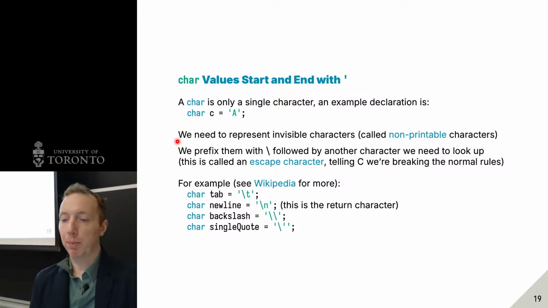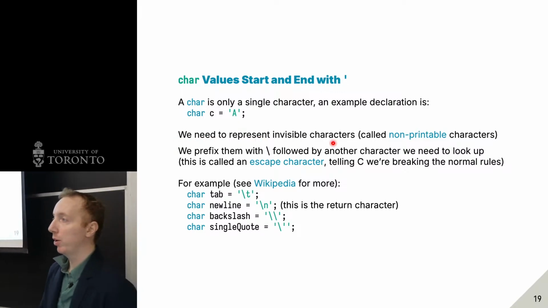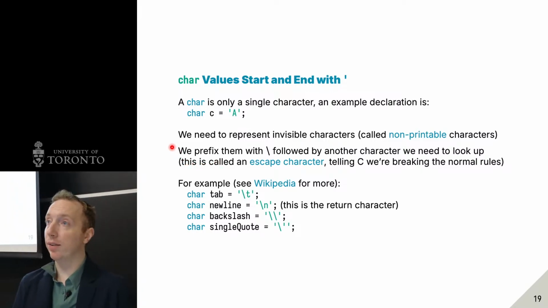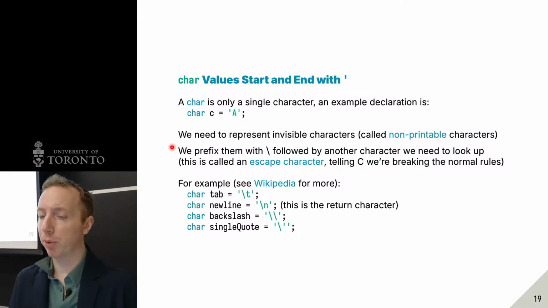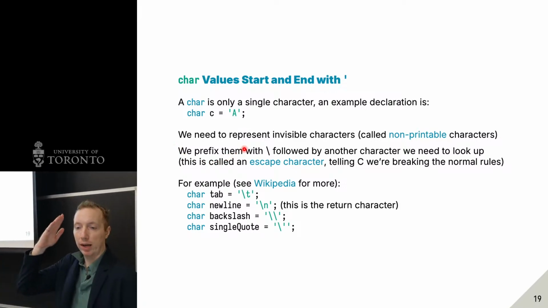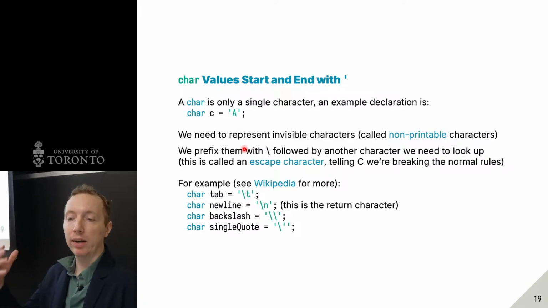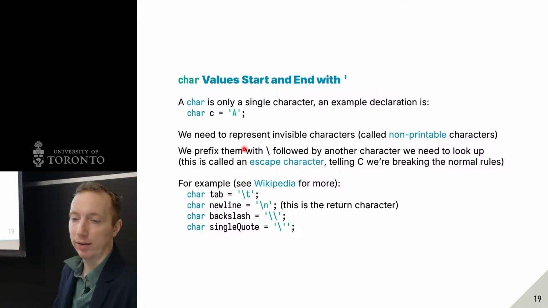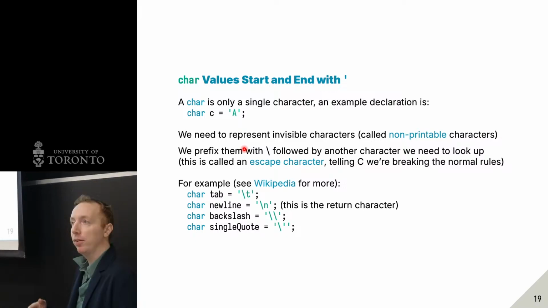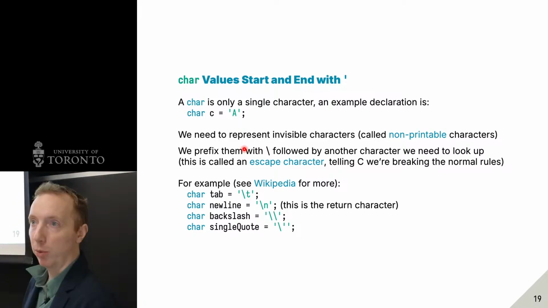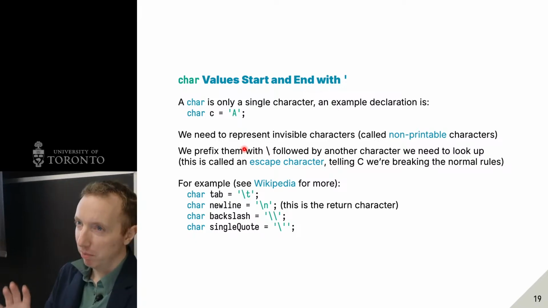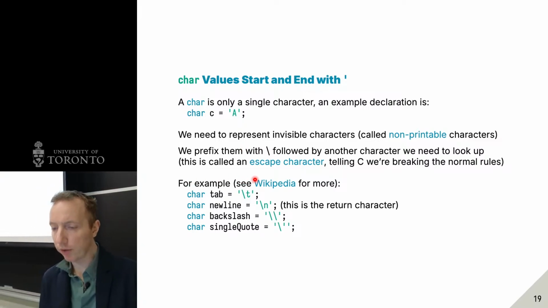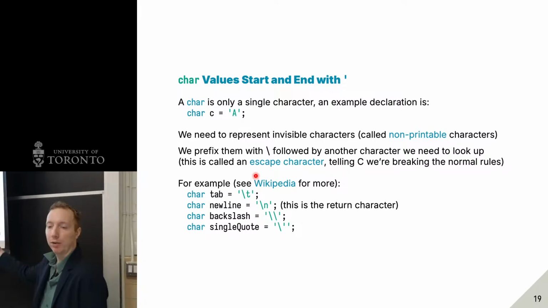We also need to represent invisible characters. They're called non-printable characters, so it's not something you could see on our screen. What C does is, their rules for showing non-printable characters is they prefix them with a backslash, followed by another character that we need to look up. So this backslash is something called an escape character that tells C we're breaking the normal rules. So it's not a character we can print. Interpret this as something else. I'm going to break the rules for a bit. So there's a link here for Wikipedia if you want to see all of the special rules.